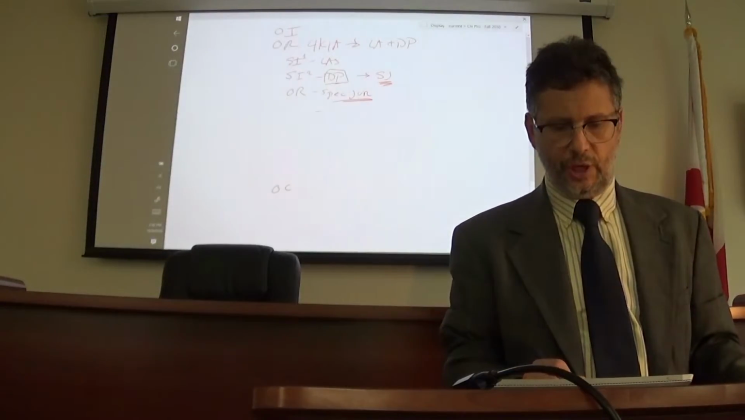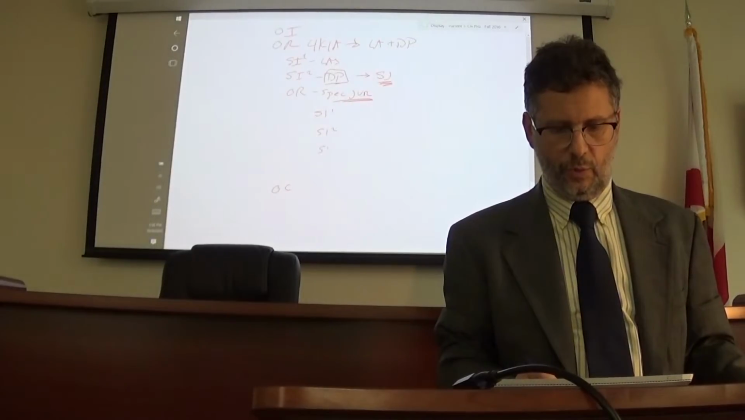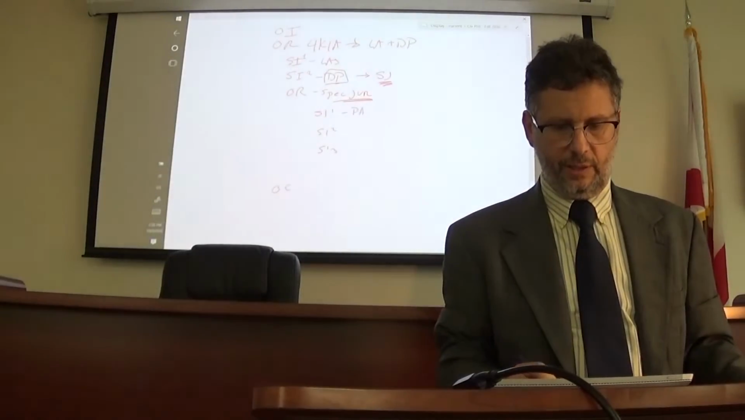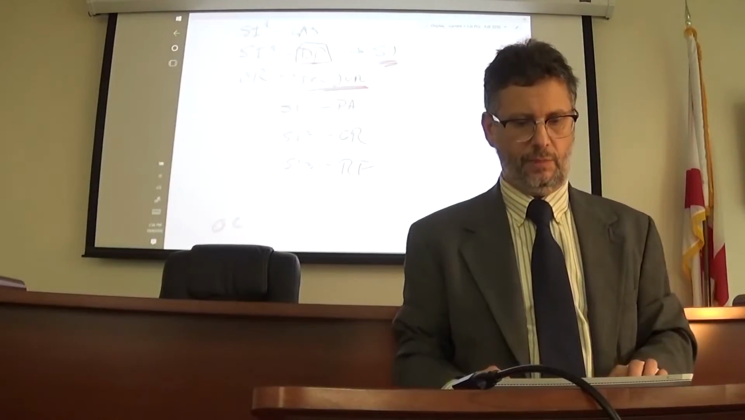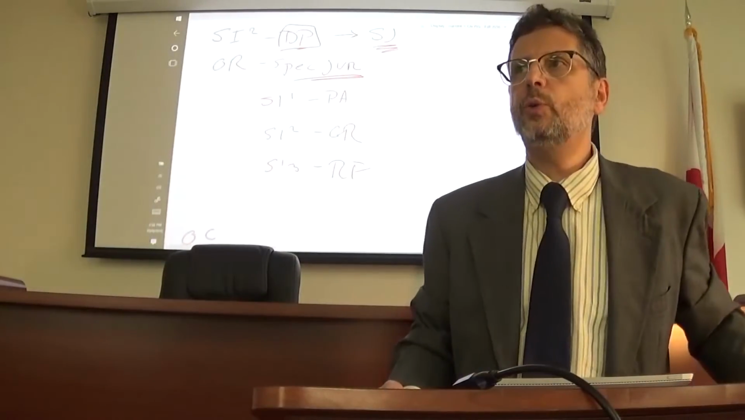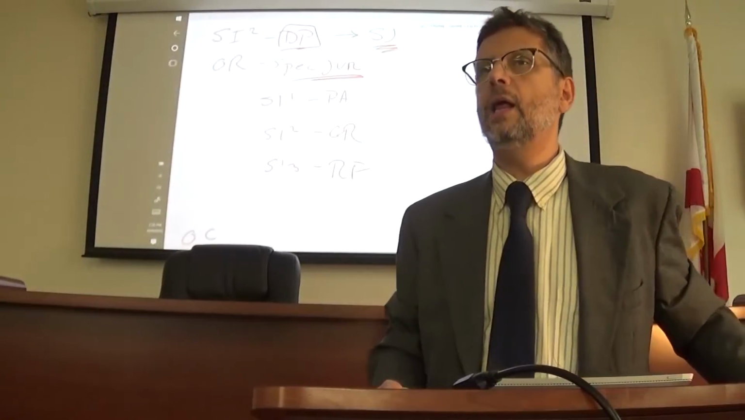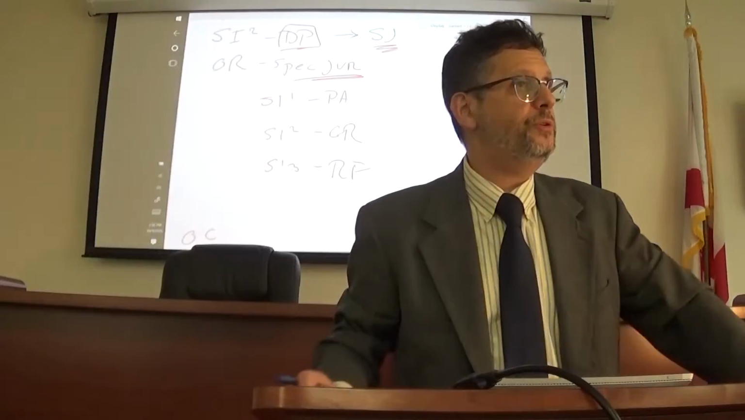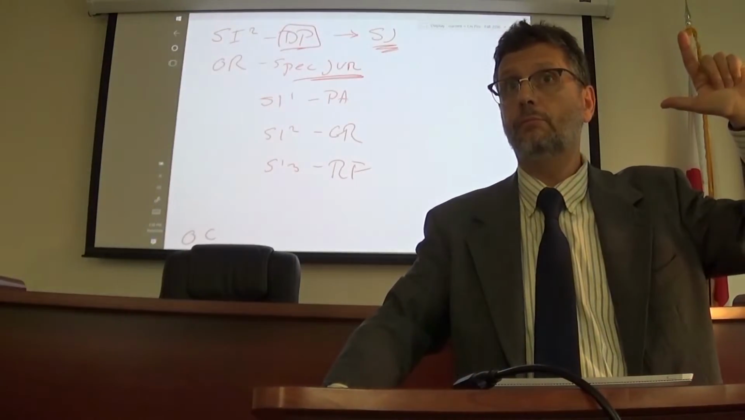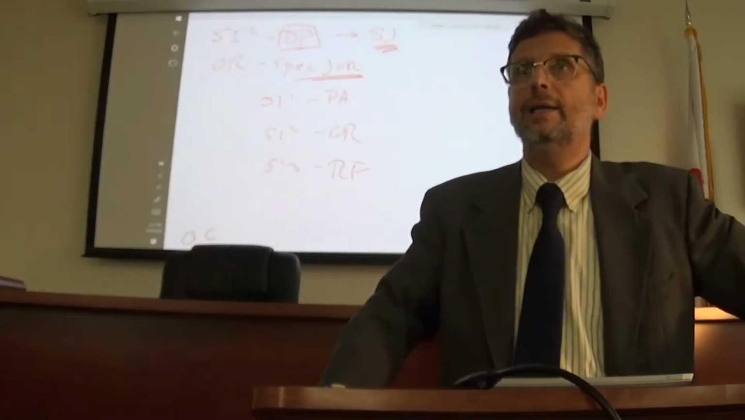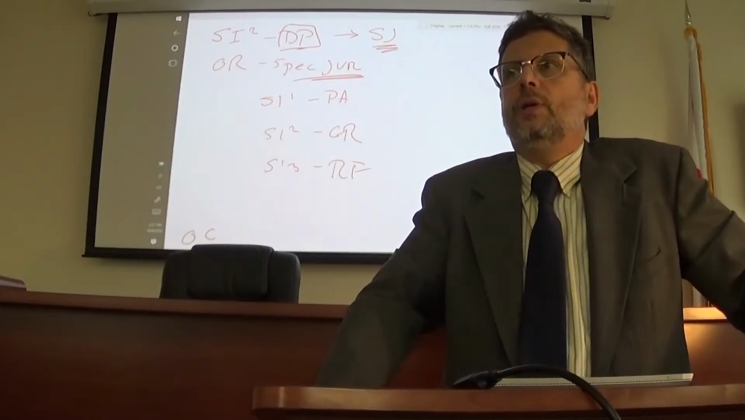So you have more sub-issues. Sub-issue 1, sub-issue 2, sub-issue 3. Purposeful availment, giving rise, and the reasonableness factors. You see that? Sub-issues within sub-issues. So for due process here, you've got to analyze specific jurisdiction, which means you've got to analyze purposeful availment, giving rise, and the reasonableness factors. Now guess what? Each of those sub-issues in turn have sub-issues.